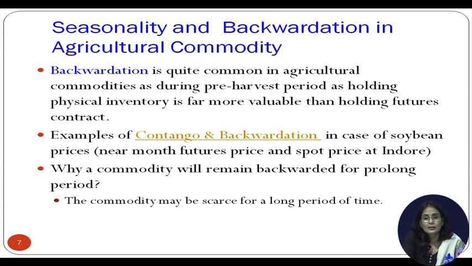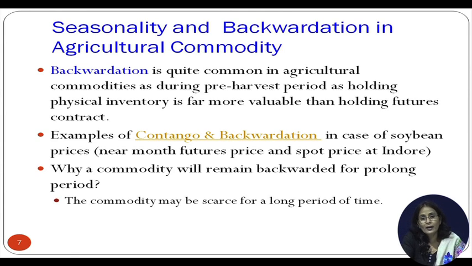Now let's discuss a little bit on seasonality and backwardation of agricultural commodities. All of you must be able to recall the meaning of contango and backwardation. When do we call a market to be in contango? A market is said to be in contango when the futures price is higher than the spot price. In a contango market, a far month futures price will be higher than the near month futures price, that is, M2 is greater than M1, and M1 is greater than spot.